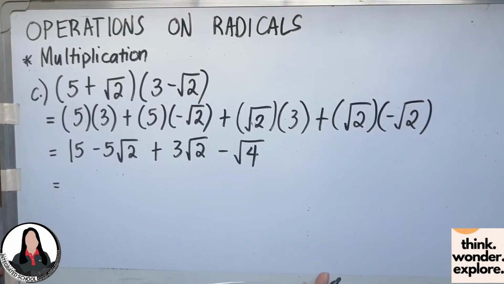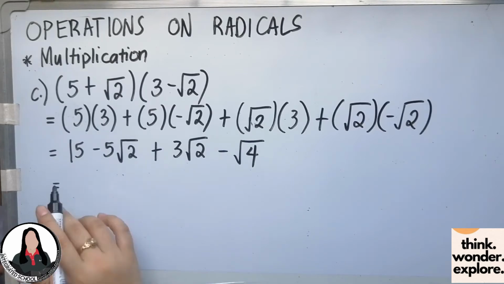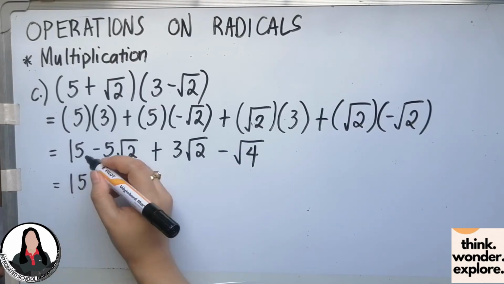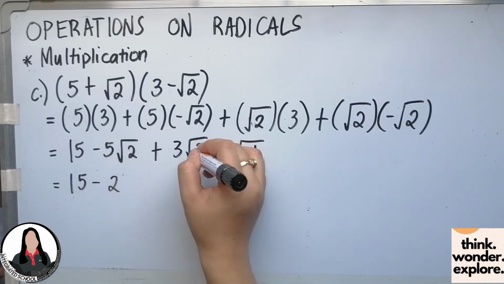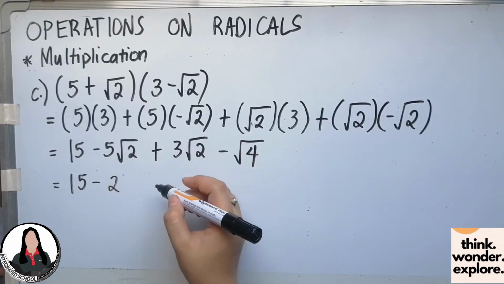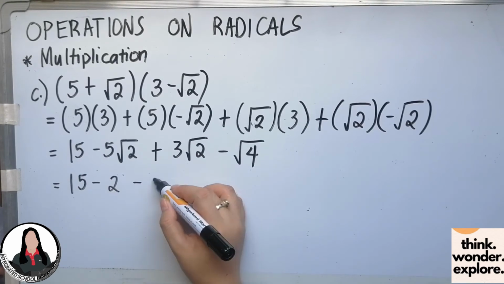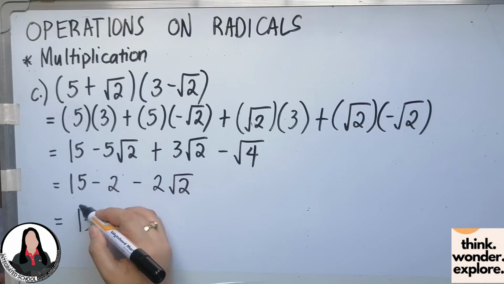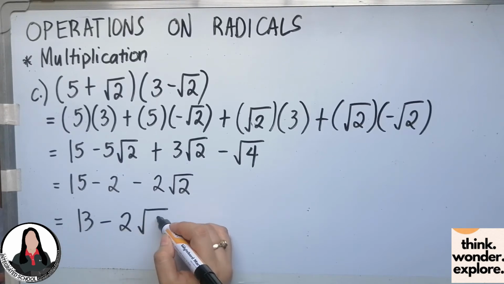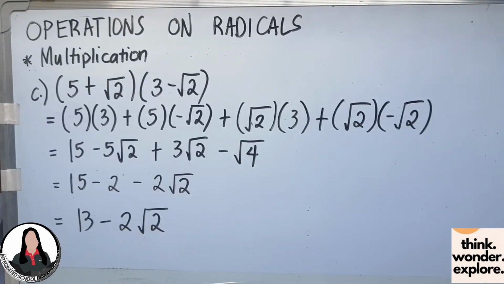Since negative square root of 4 when simplified is equal to negative 2, dito ko na siya itatabi sa ating constant. So we have 15 minus 2, and then we combine these two similar radicals. So we have negative 2 square root of 2. Simplify, we have 13 minus 2 square root of 2. Okay. So, hindi natin sila pwedeng pag-combine since 13 is a constant and negative 2 square root of 2 is a radical.